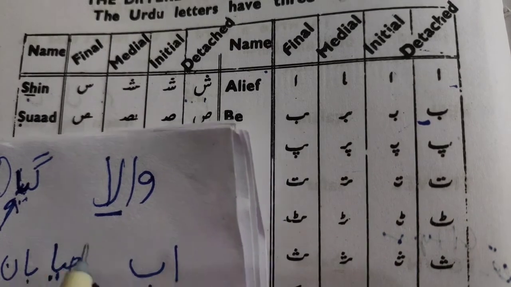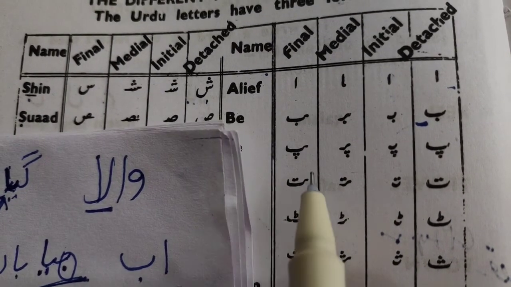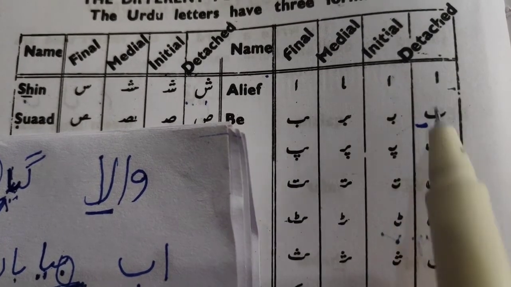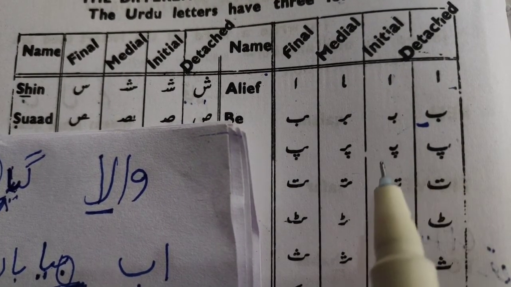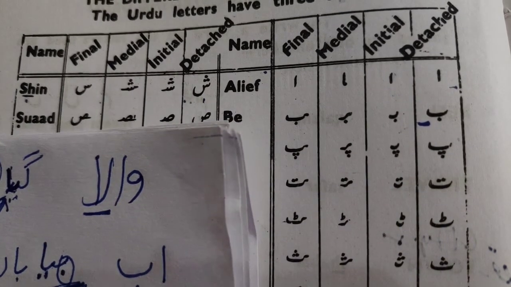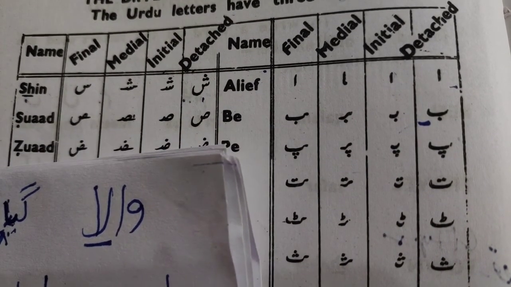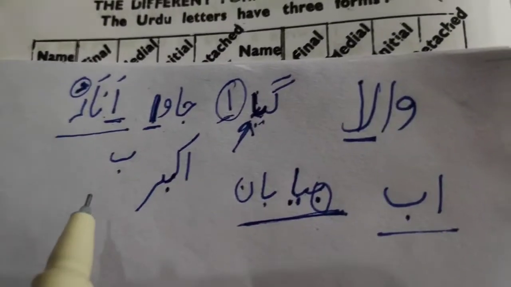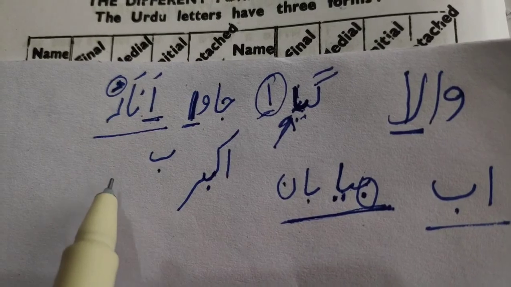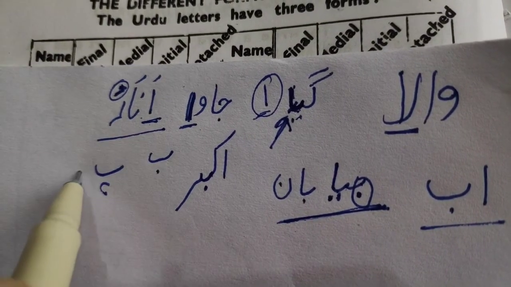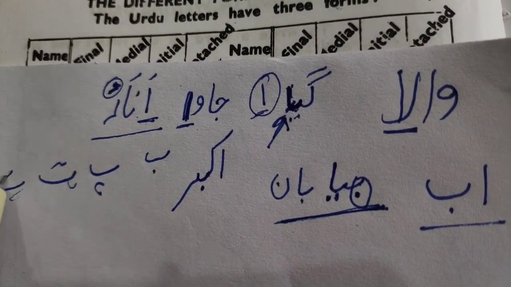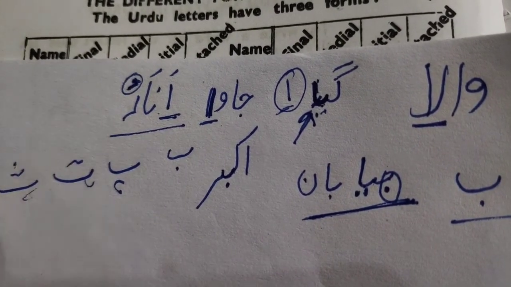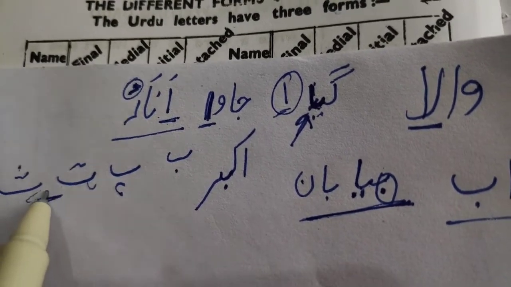Okay, and now this is Pay, and Pay initial, standing alone or detached, looks like this or the full form. And I would like to tell you something like this: Bay, Pay, Te, Say, and one Te. I think Te is left out. Te has to be there.